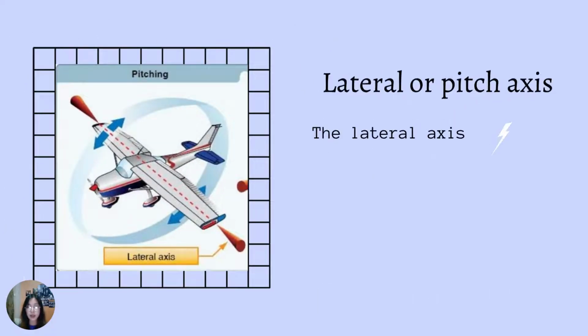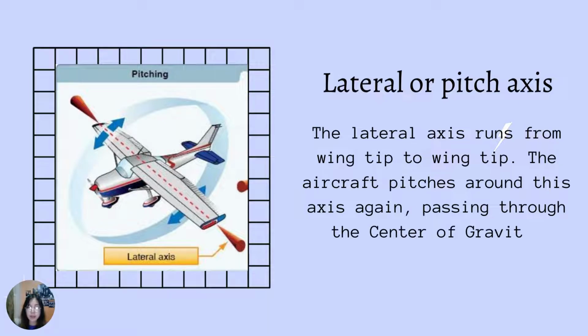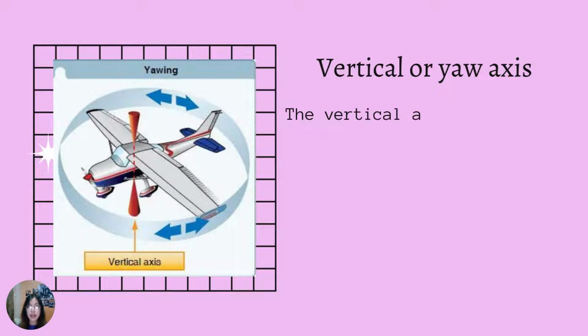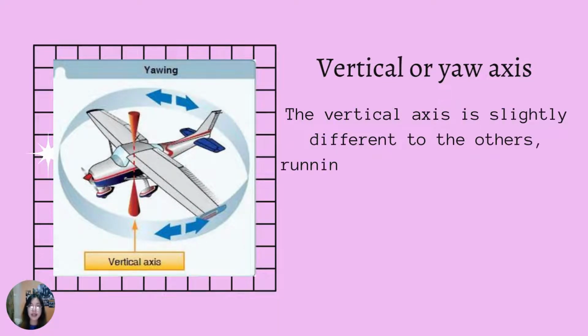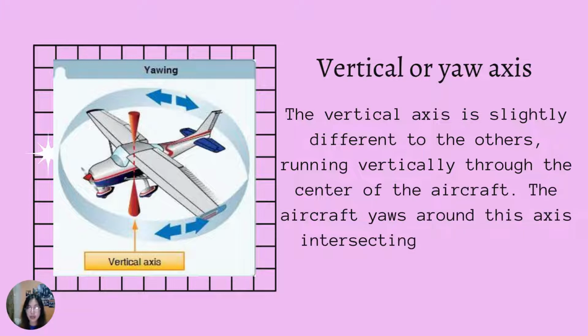Next is the lateral or pitch axis. The lateral axis runs from wingtip to wingtip. The aircraft pitches around this axis. Again, it passes through the center of gravity. The last one is the vertical or yaw axis. The vertical axis is slightly different from the others. Running vertically through the center of the aircraft, the aircraft yaws around this axis, which intersects the center of gravity.